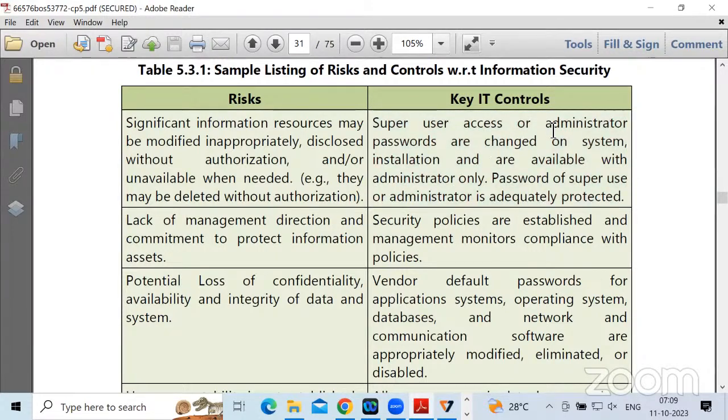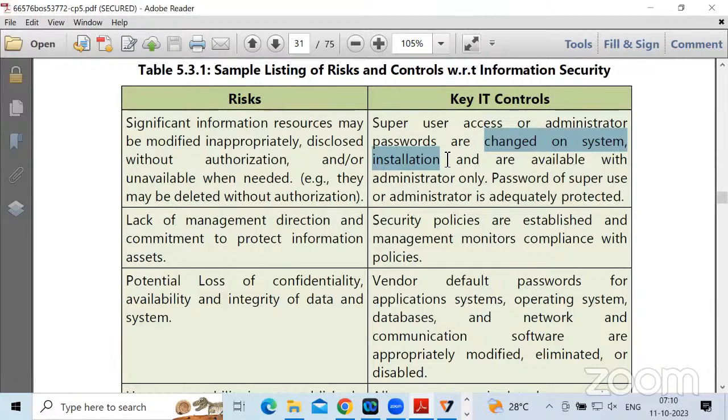First one, passwords are changed on system installation. What do you mean by the system installation? At the beginning time, when the vendor comes to your organization and does the installation, he would have given you a username. Let's say if it is Oracle, the username is Oracle, password is Oracle.